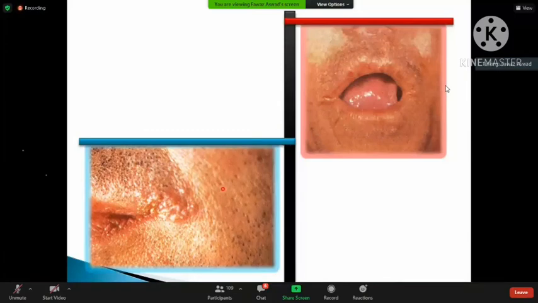Even sometimes it may be associated with a viral infection. And here there will be eruption of vesicles, like for example in herpes simplex type 1, which may occur in the oral cavity.